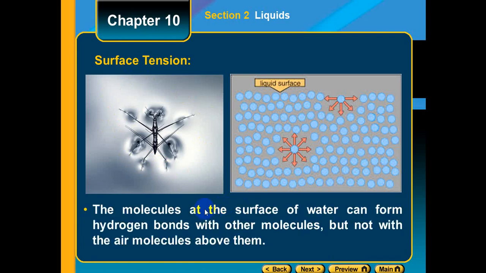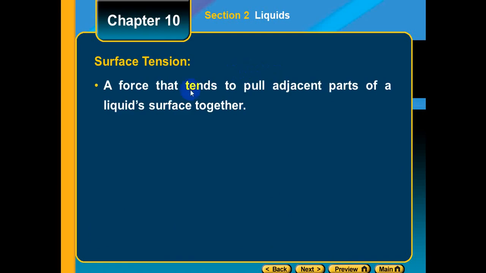So the molecules at the surface, like this one, can form hydrogen bonds with other molecules around it, but not with the air molecules above it. So surface tension is a force that tends to pull adjacent parts of the liquid surface together. This causes the adjacent parts of the surface of the liquid to be in attraction force.